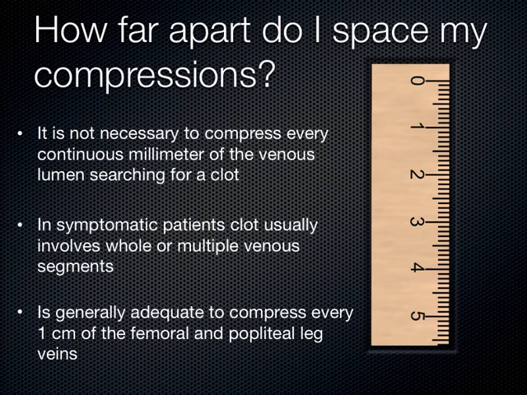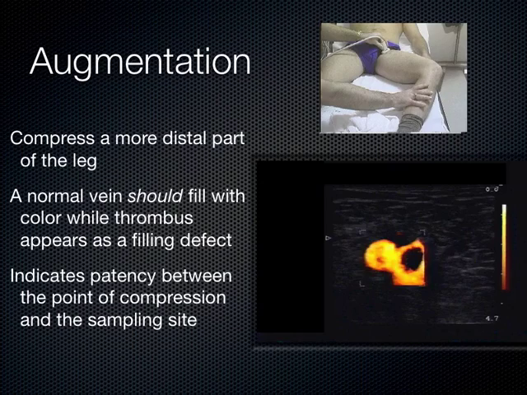Because in patients who have clots in their legs, they're not little tiny 1 millimeter clots. They're long segments of clots. They involve multiple segments, actually. And so it's usually more of a larger process. So it's okay to go 1 centimeter increments.